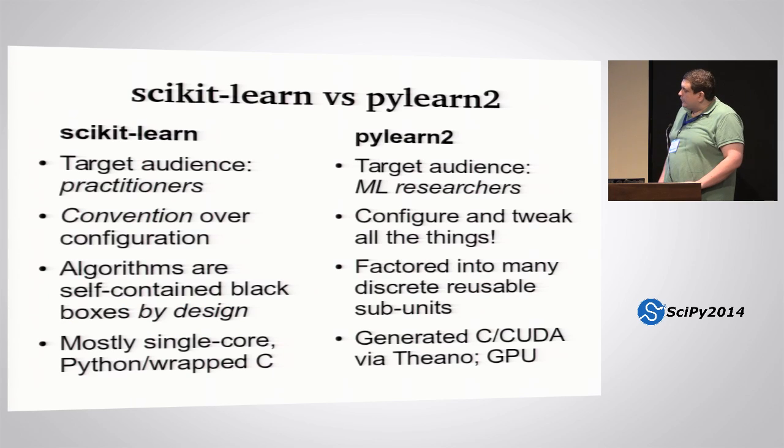You may have heard of scikit-learn. A brief overview of the differences in philosophy: essentially, we are a platform for researchers, and we want to configure and tweak all the things, whereas scikit-learn just wants to bottle them and make them accessible. Both have their merits, but this is what we're trying to do. And we're also targeting GPUs because neural net algorithms tend to love GPUs.